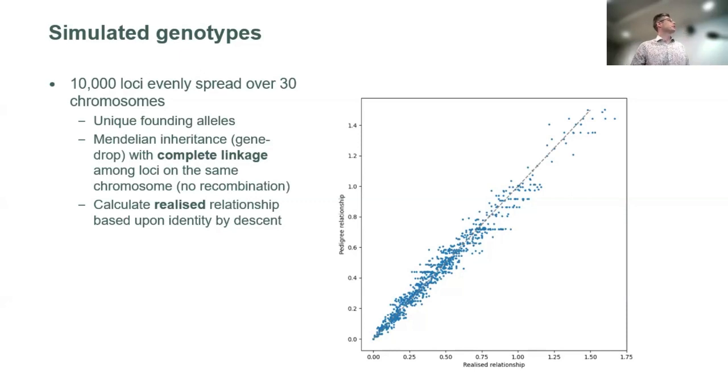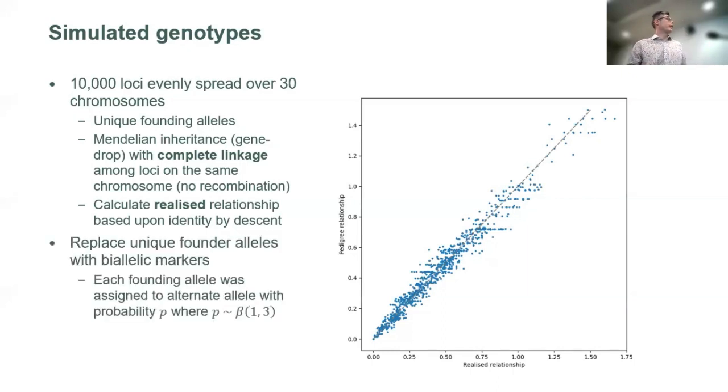Just note that this is a simulation without any recombination, so complete linkage. I played around with this a bit. You can also simulate with no linkage at all, so completely unlinked markers, and the results will of course change, but you'll get broadly similar conclusions. On the right-hand side, what you're seeing is the true realized relationships as calculated from IBD against the pedigree relationships, or the pedigree estimates, on the y-axis. And you can see that that's the kind of result you would get. You have something that's fairly linear with the pedigree estimates, but there's some variation around that because of Mendelian inheritance.